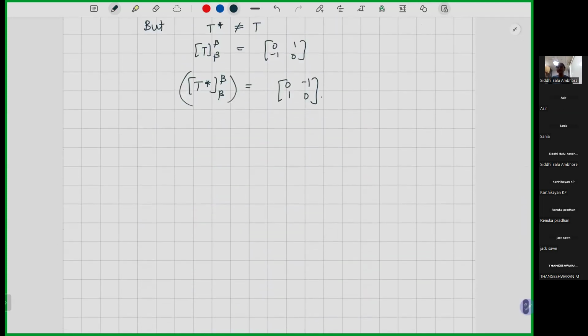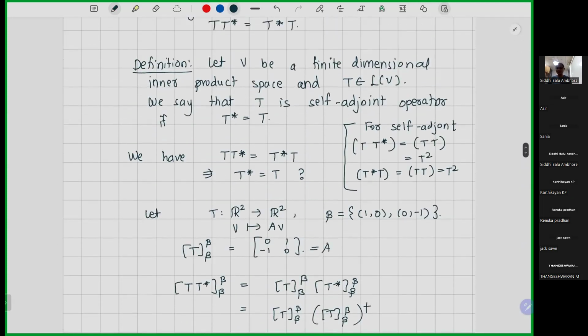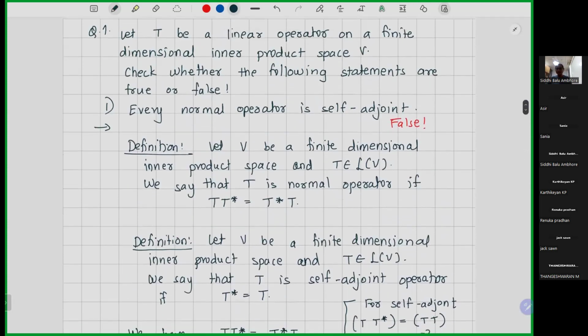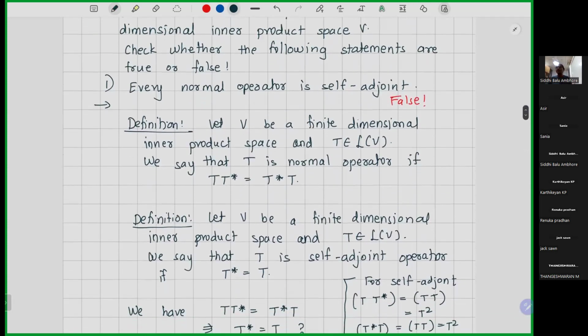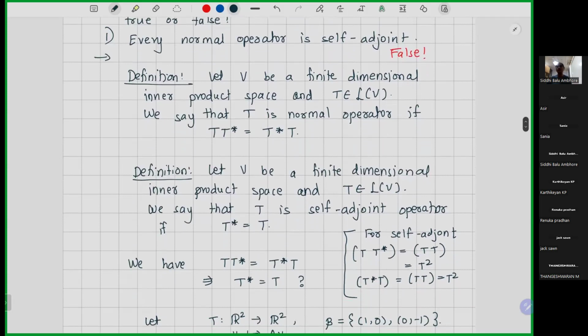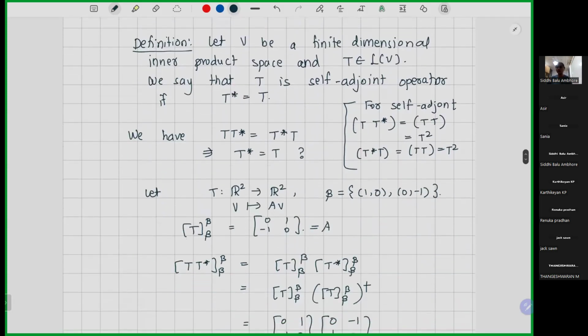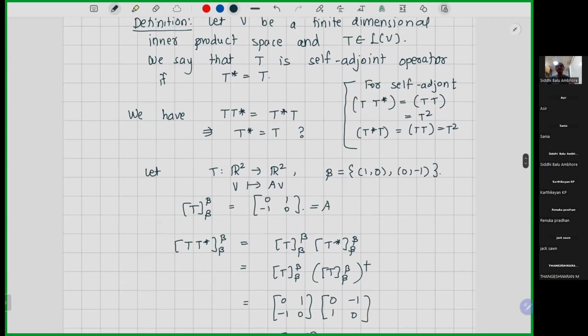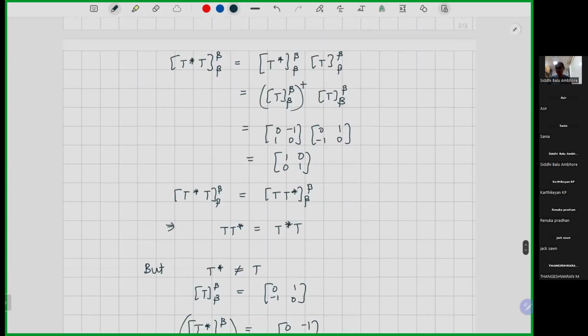Okay. Is there any doubt about what is happening? If somebody is not able to follow anything, please let me know. Otherwise, I will move to the next question.